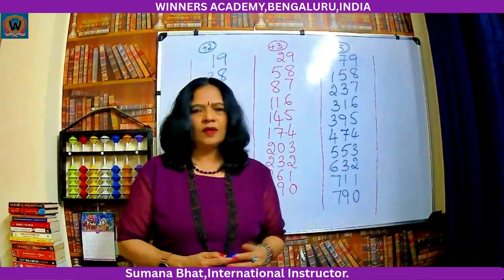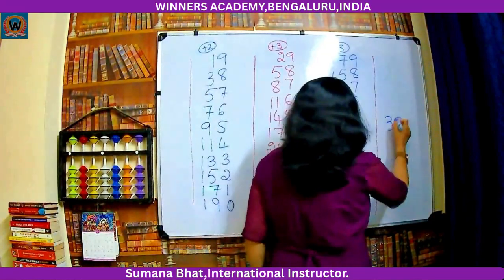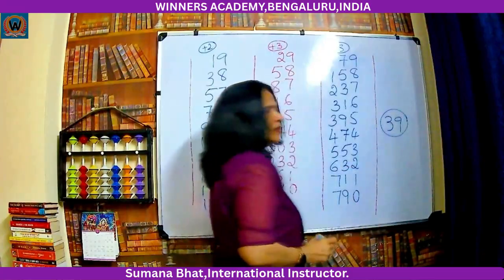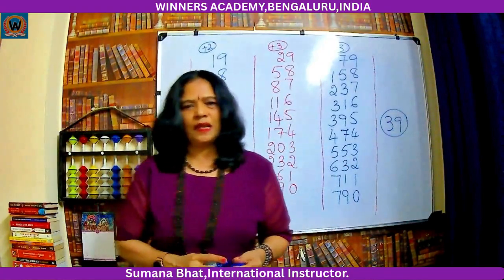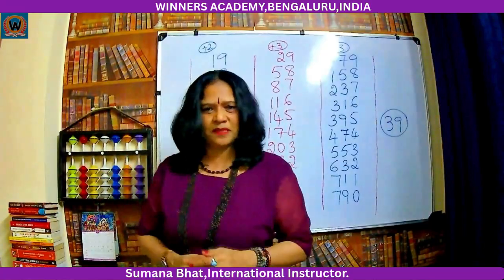29, 39, all these. Now I'm going to give you the number 39. Write this multiplication table by using the same trick in the comment box.